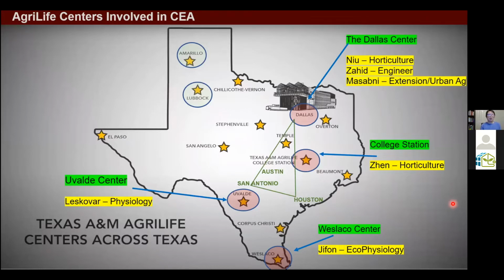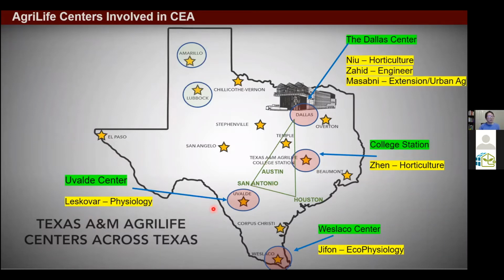So at Texas A&M, we have 13 research and extension centers across the state. As you can see, those star symbols are the research and extension centers with significant faculty and staff, and some of them have horticulture programs. For the CEA program, the largest center is the Dallas Center. At the Dallas Center, we have myself and Dr. Zahid and Dr. Masabani. And then in College Station, which is the main campus, we have Dr. Su-Yan Chen, who I think has already given two presentations in your webinar series in the last 2 years. She does research and teaching in CEA, and she joined us in August 2020, I believe.